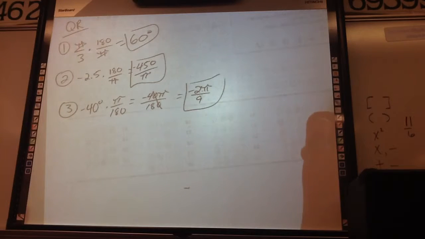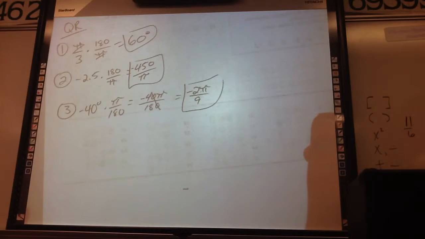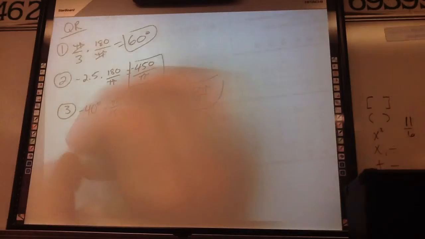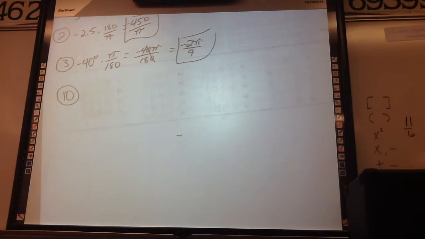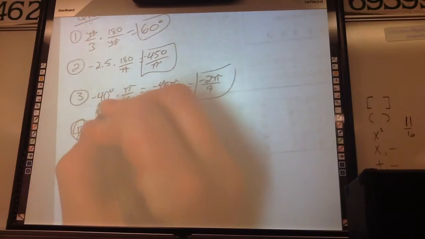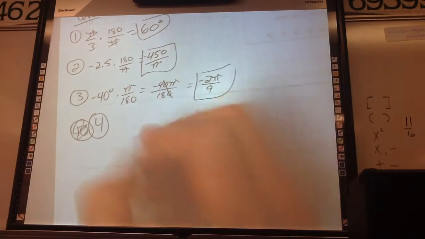Okay. Next we have number 10. Anyone do number 10? No, you skipped one. What's number 4? I did do number 4. I saw that 4 and I thought we were done. I didn't know how to do 10.